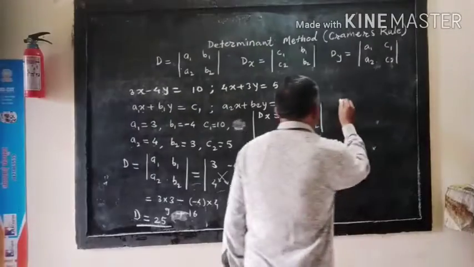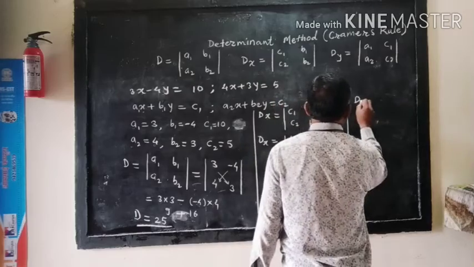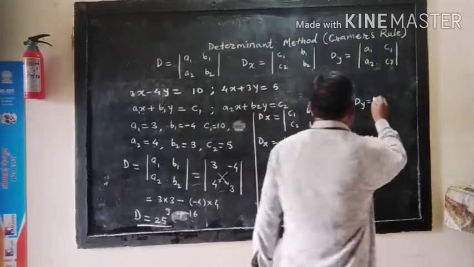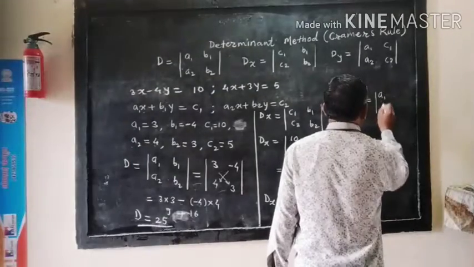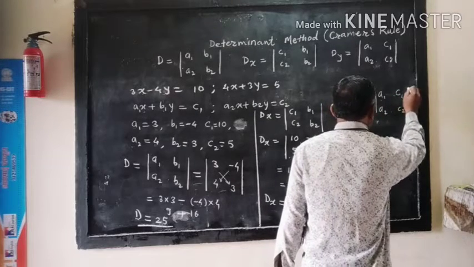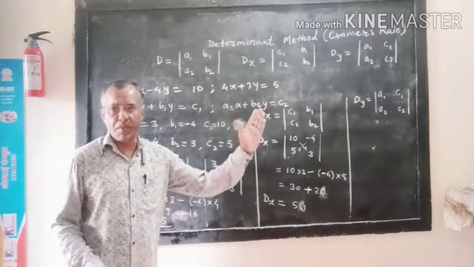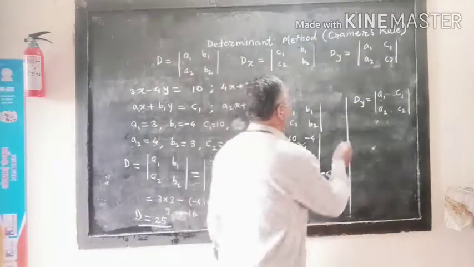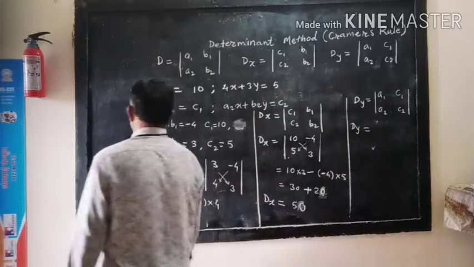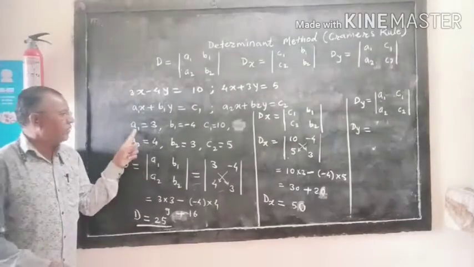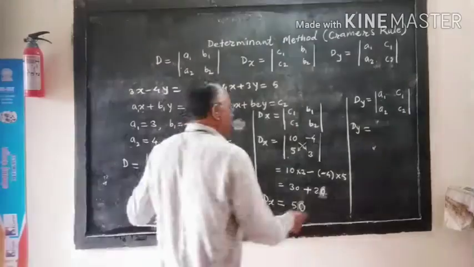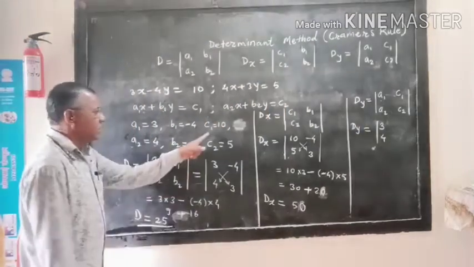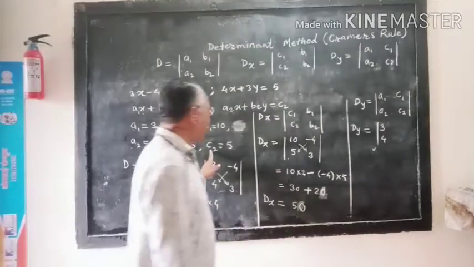Now we have to find the value of d of y. We will write d of y is equal to, see the determinant. In this determinant a1, a2 and c1, c2, in this way. Very simple. Only c1, c2 take the place of b1, b2 of the determinant. Now we will put the values. Here a1 is equal to 3 and a2 is equal to 4. I will write here 3, 4. And c1 is equal to 10 and c2 is equal to 5. That is 10 and 5.